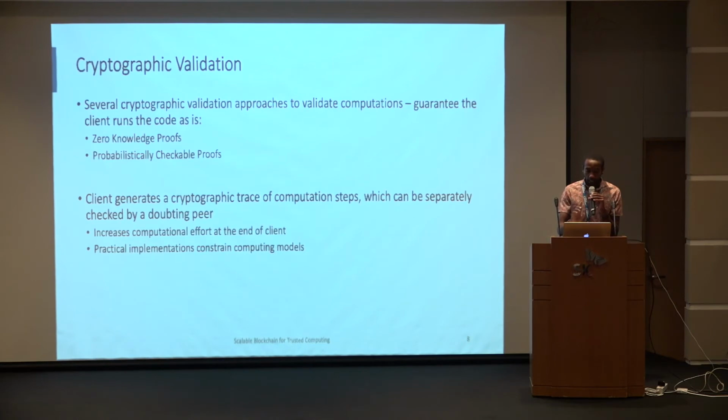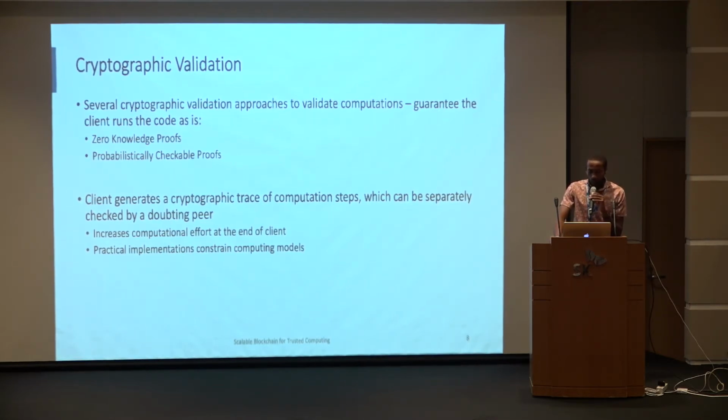Further on, looking at the cryptographic validation, which needs that aspect of validating the output from the machine learning models, we have several approaches, which is zero knowledge proof. We also have the probabilistic checkable proof, and also one can generate a cryptographic trace of computation, which can be used to check by a doubting peer. The challenge with those as well is it increases computational effort at the client's end. Remember, we said it takes a couple of days to complete, and also the implementation can be a challenge.